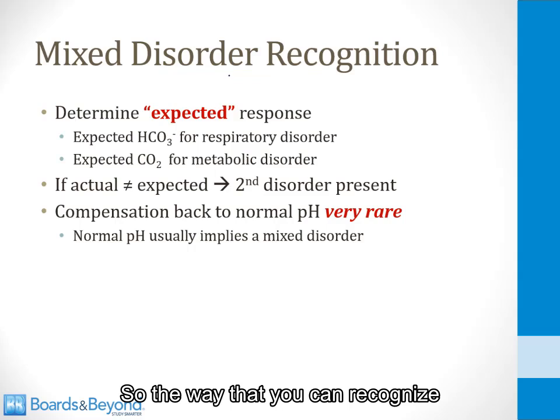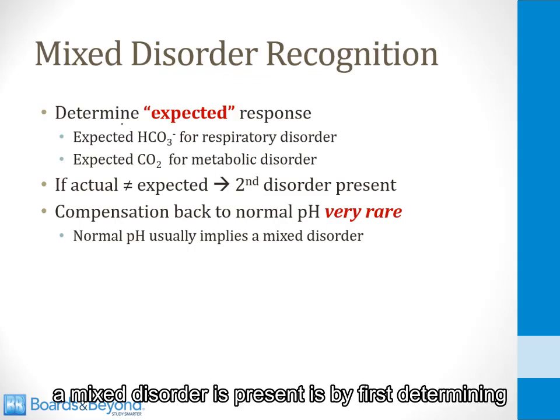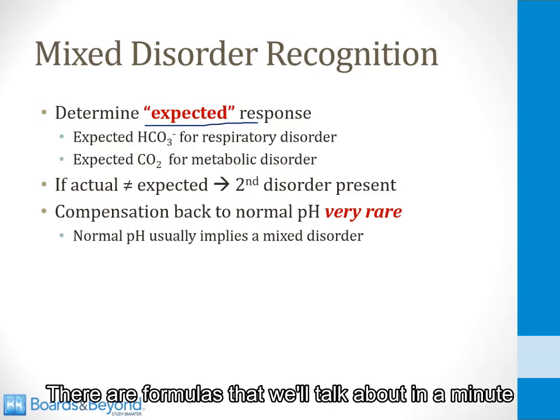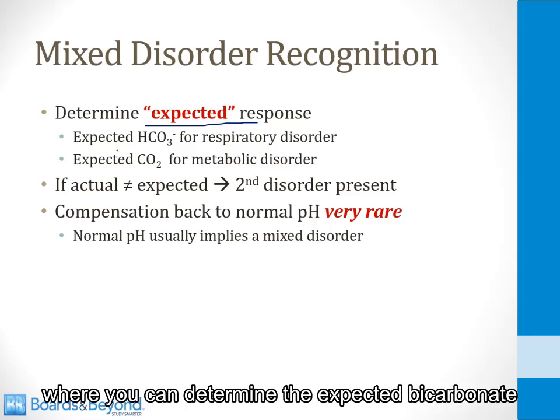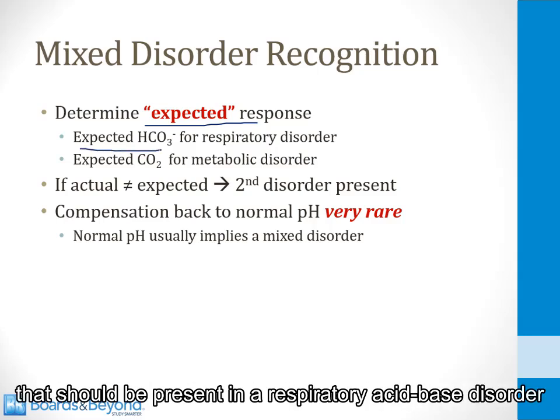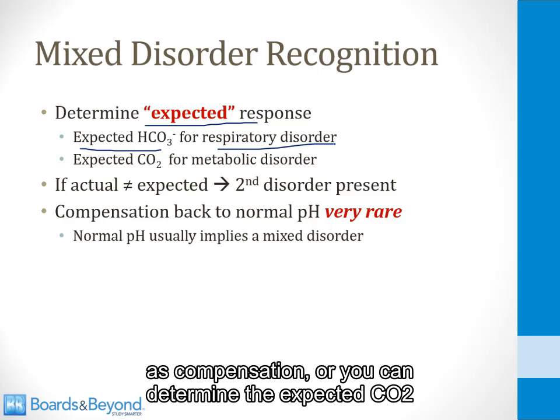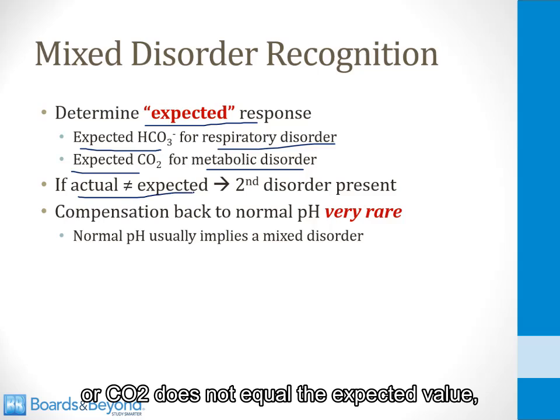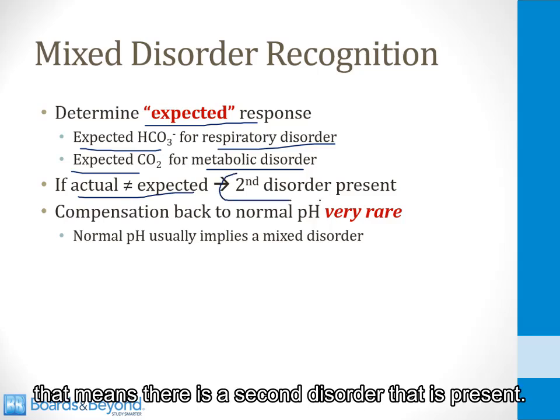The way that you can recognize a mixed disorder is present is by first determining the expected physiologic response, meaning the expected compensation. There are formulas that we'll talk about in a minute where you can determine the expected bicarbonate that should be present in a respiratory acid-base disorder as compensation. Or you can determine the expected CO2 that should be present to compensate for a metabolic disorder. If the actual value of bicarbonate or CO2 does not equal the expected value, that means there is a second disorder present.